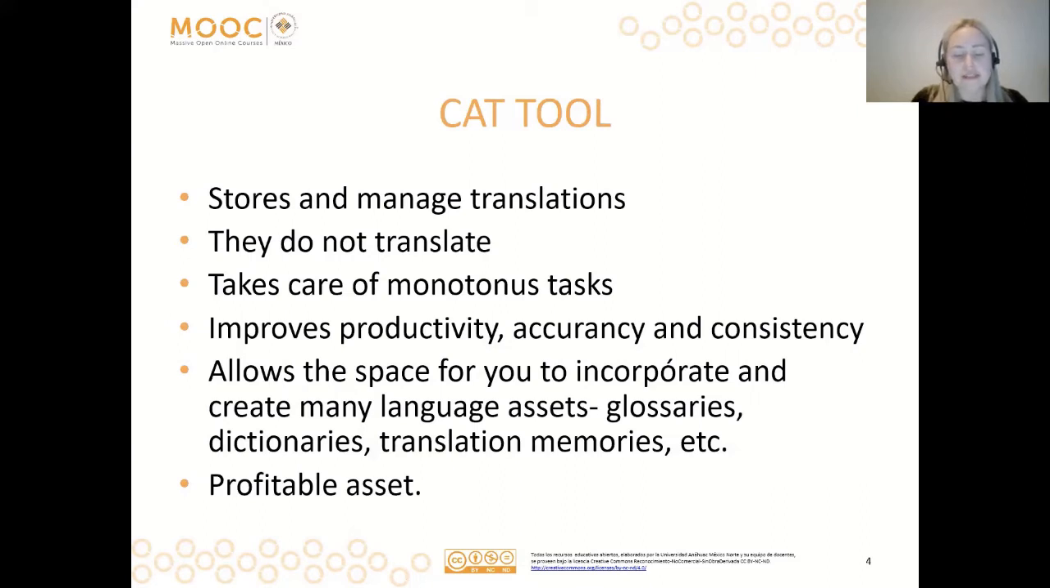Another monotonous task could be, is there any way that I can save time, not having to translate the same term over and over again? So a CAT tool can help you economize your translation time through the use of technology. So these are all the monotonous tasks that CAT tools take care of, allowing for consistency and accuracy just being two of the things that you can benefit through by using them.